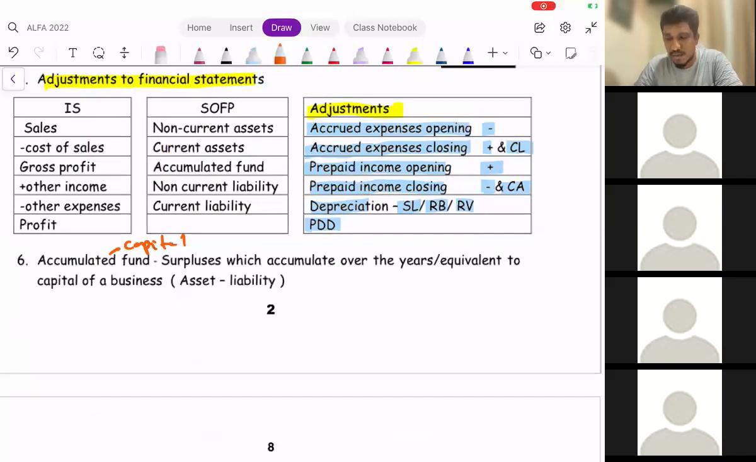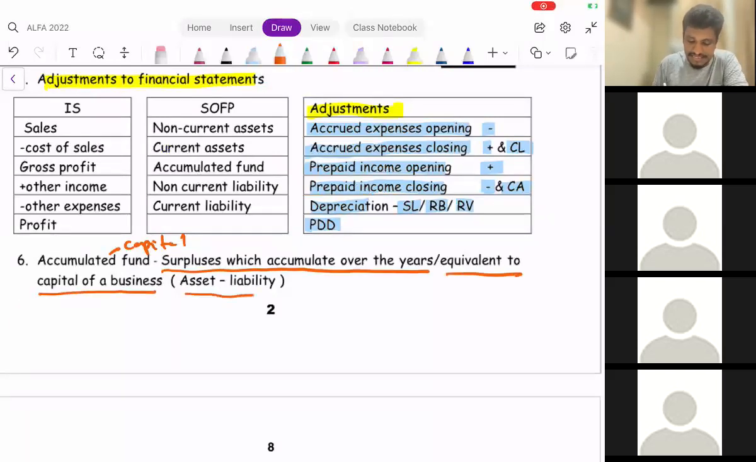If the question asks you to explain the meaning of the accumulated fund, then the explanation is: surpluses which accumulate over the years, equivalent to the capital of the business, asset minus liability. Each of these is 1 point, so there are 3 points here. If the question is for 3 marks, you write all of this. If only 1 mark, write just one. Surpluses accumulate over the years, equivalent to the capital of a normal business, and the formula to calculate the accumulated fund is asset minus liability.